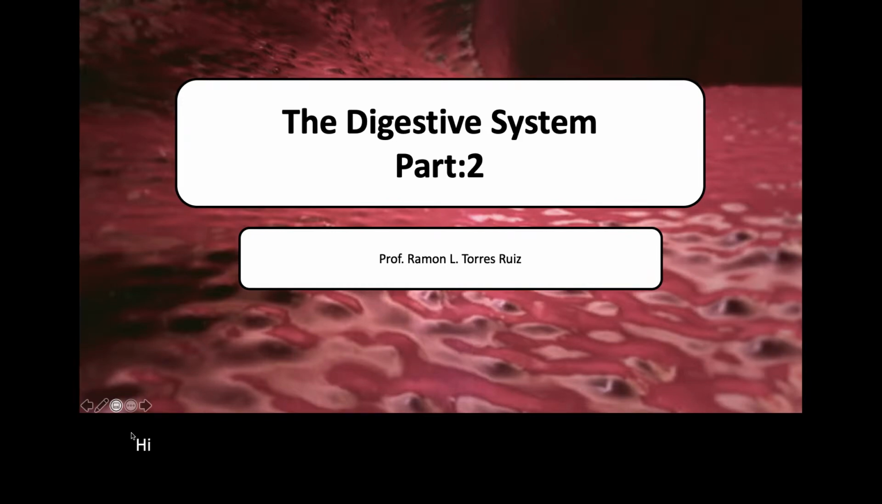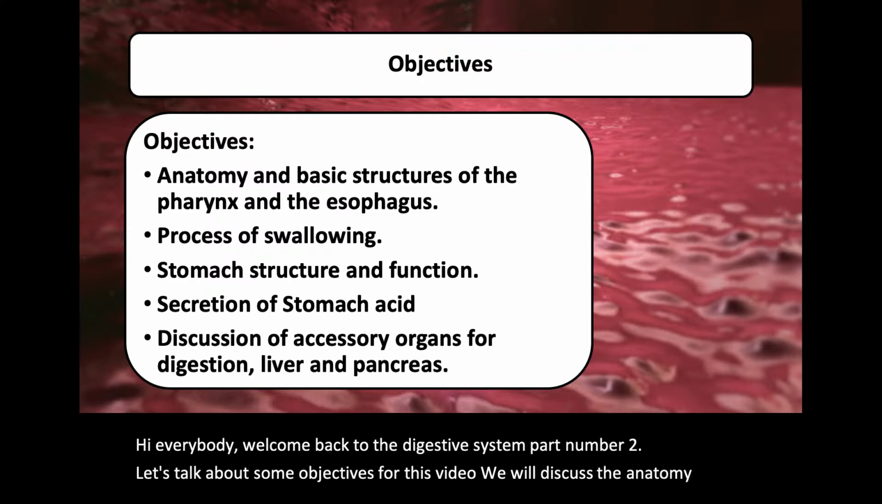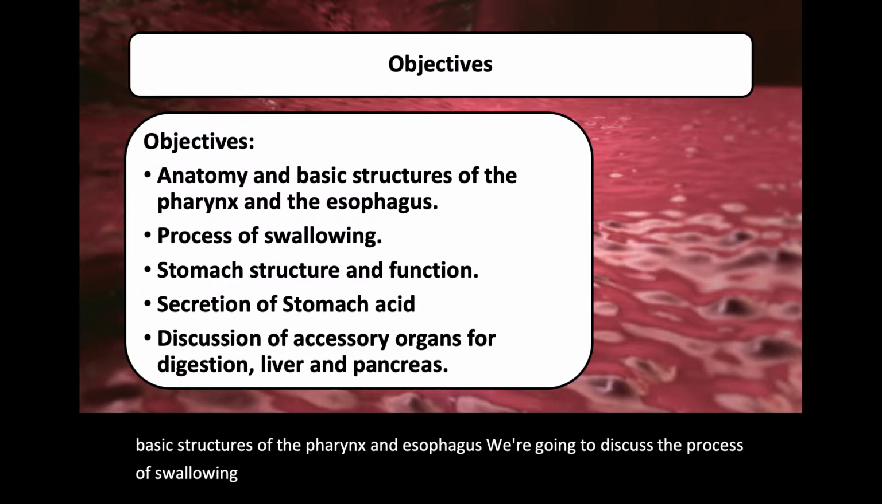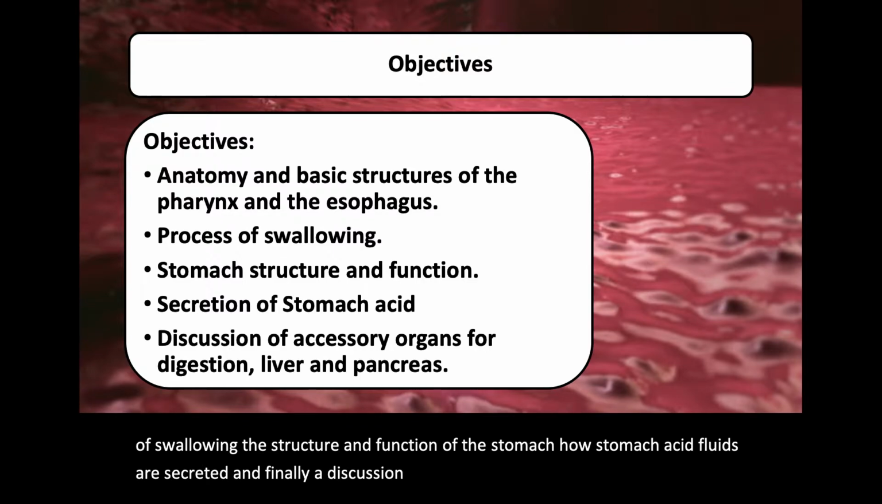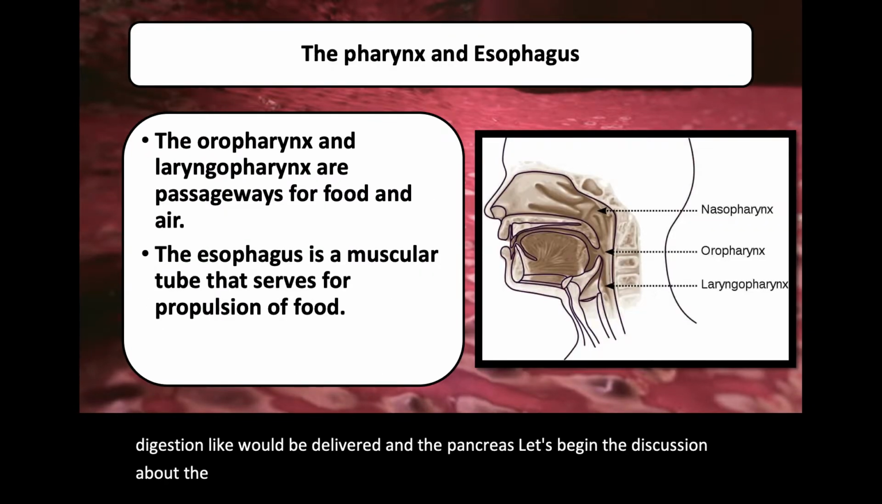Welcome back to the digestive system, part number 2. Let's talk about some objectives for this video. We will discuss the anatomy and basic structures of the pharynx and the esophagus. We're going to discuss the process of swallowing, the structure and function of the stomach, how stomach acid fluids are secreted, and finally a discussion of accessory organs that are useful for digestion, like the liver and the pancreas. Let's begin the discussion about the pharynx and the esophagus.